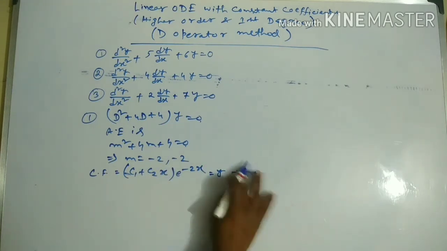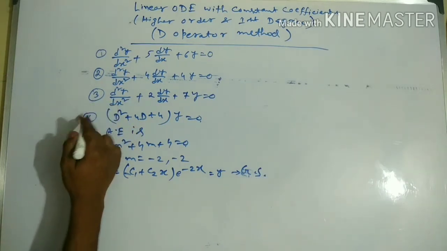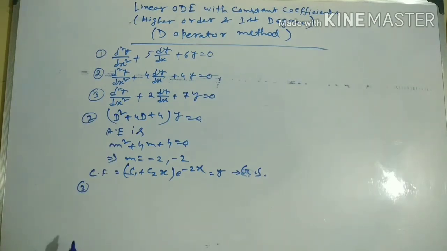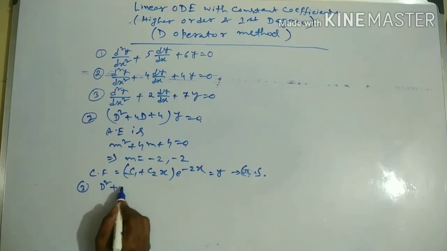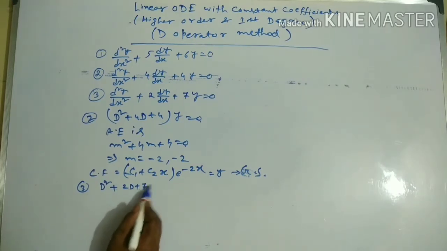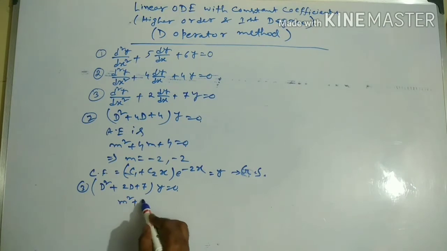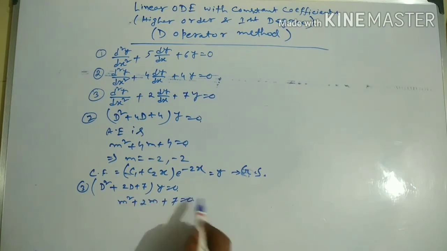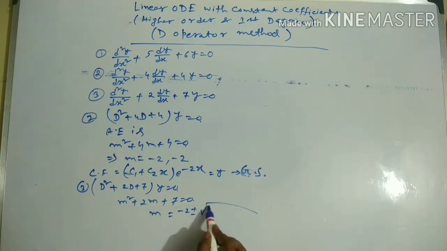So this was for the second case. And last case, number 3, I am writing the equation using capital D: D square plus 2D plus 7, y equal to 0. So the auxiliary equation will be m square plus 2m plus 7 equal to 0. Now to solve this auxiliary equation, we will have to use Sridharacharya's formula. So m equal to -b plus minus root over b square minus 4ac, divided by 2a.